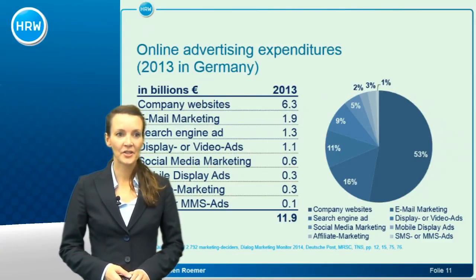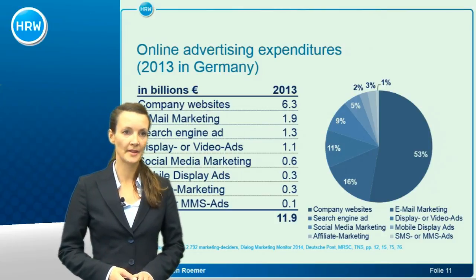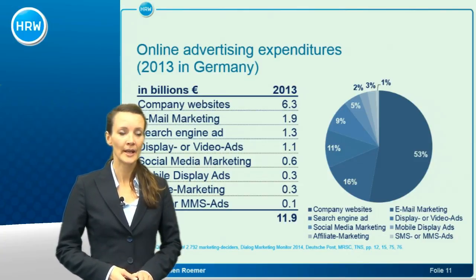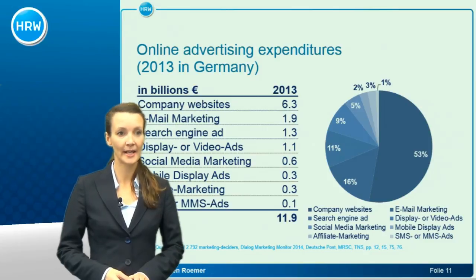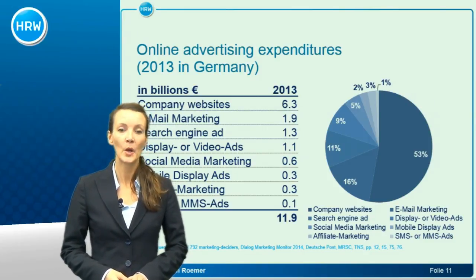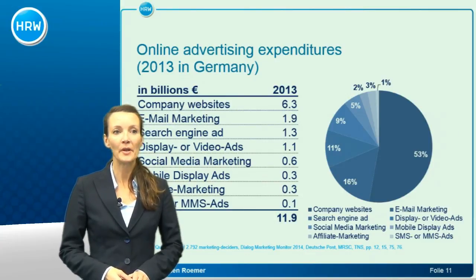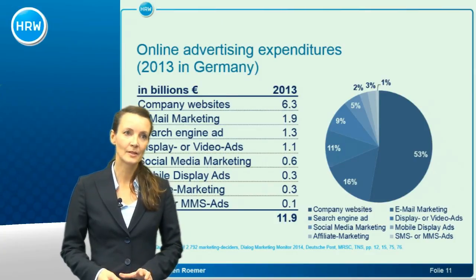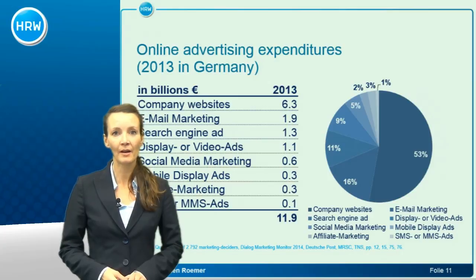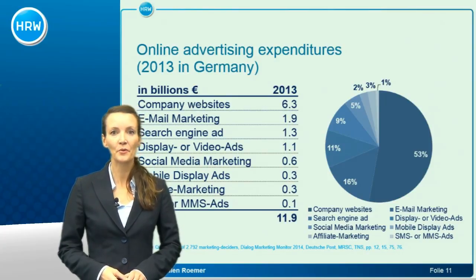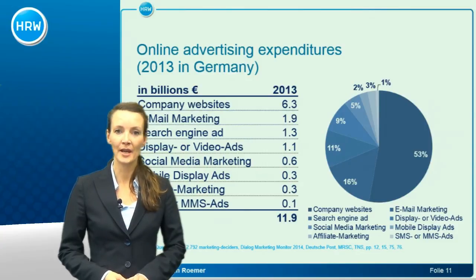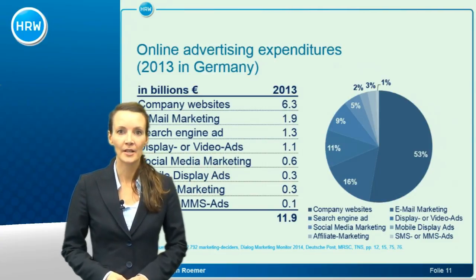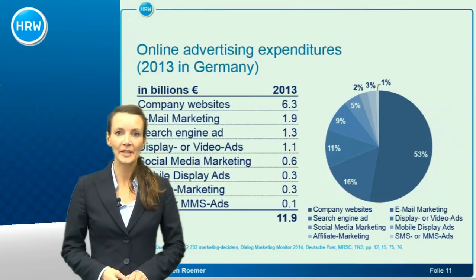Online advertising expenditures are in total a lot lower than the classical advertising measures that I've shown to you. For example, we have in total $11.9 billion here. In comparison, before in classical advertising, we had 27.5 billion euros. The most of the budget goes into company websites, as the one of BNP Paribas that I've already shown to you. We have 6.3 billion euros going into that, which is 53% of the online marketing budget spent in Germany in 2013.